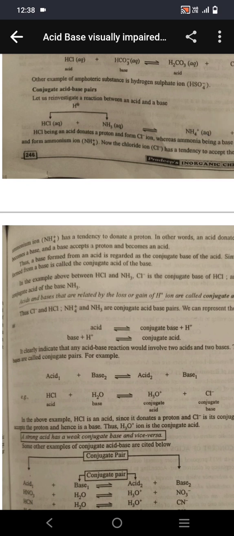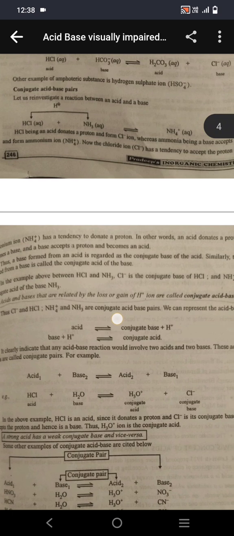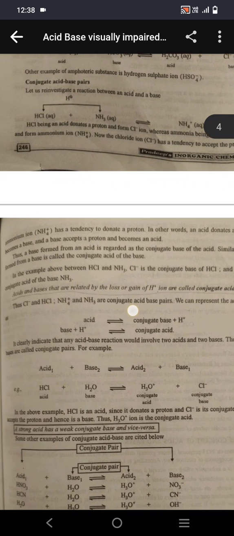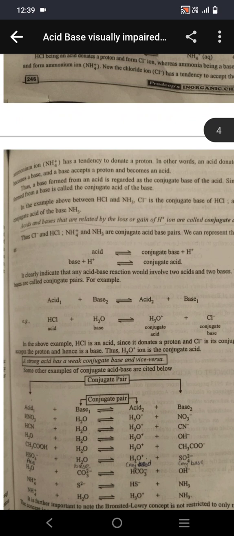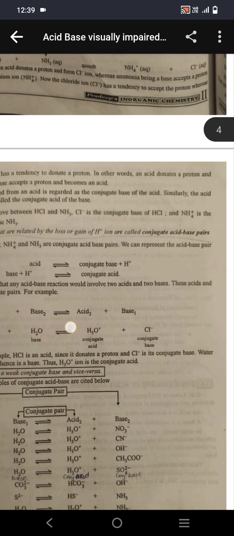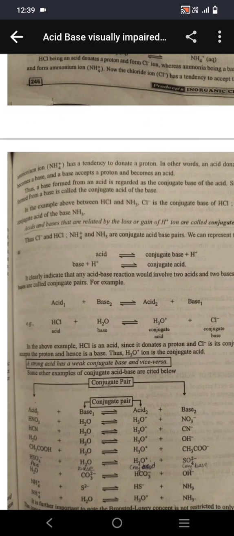Thus, a base formed from an acid is regarded as the conjugate base of the acid. Similarly, the acid formed from a base is called the conjugate acid of the base. In the example above, between HCl and NH3, Cl⁻ is the conjugate base of HCl, and NH4⁺ is the conjugate acid of the base NH3.